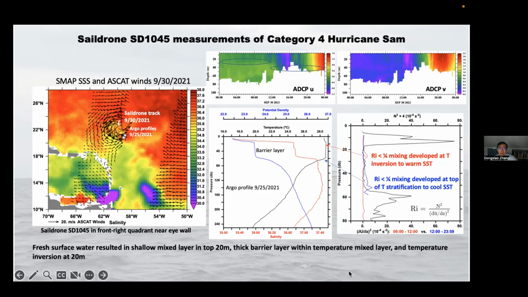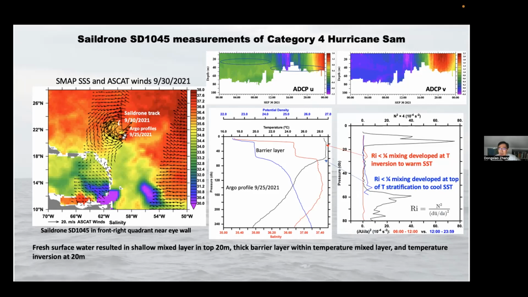The shear instability or mixing develops when the Richardson number is less than 1/4. This figure to the right shows N squared times 4 in black, and the current velocity shear squared in red and blue for the two time periods before and after 12 UTC.